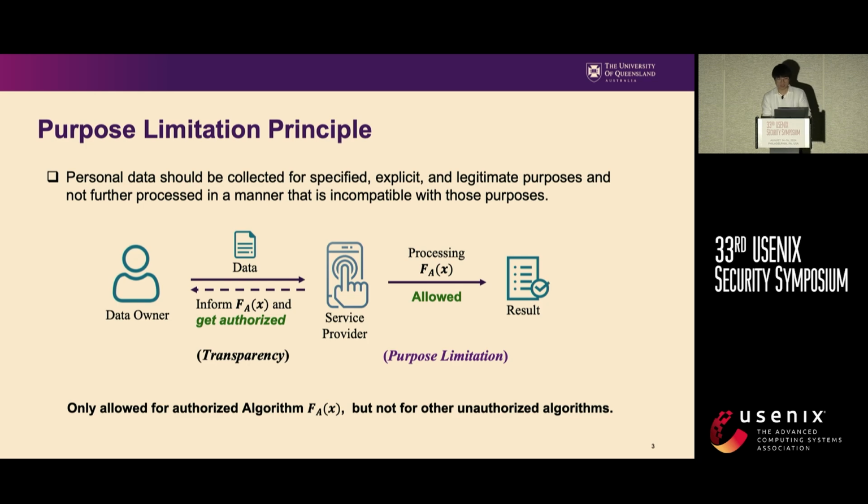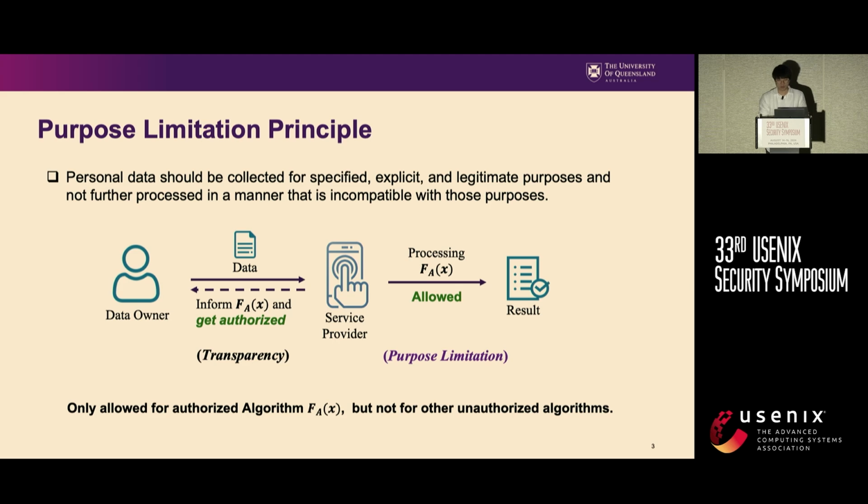Once the consent is given, the service provider is only permitted to process the data using the algorithm F_A to obtain the correct result. This is where the purpose limitation principle comes into play. It means that the service provider is restricted to using only the authorized algorithm F_A and is not allowed to apply any other unauthorized algorithms to the data.